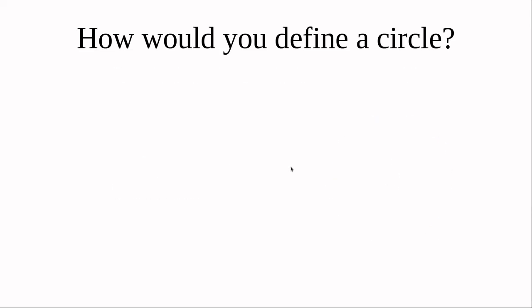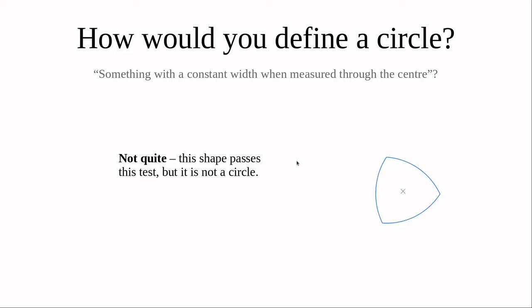If instead you define your circle as something with a constant width when measured through the centre, then that's not quite the case, because this is a rouleau triangle and this indeed passes this test. If you follow this line, you can see the distance here is always the same. Perhaps more easily shown is the length of these lines on the outside. The length of this line here plus the length of this line here always seems to come to the same number, and it's a constant length line, so the rouleau triangle has a constant width when measured through the centre.